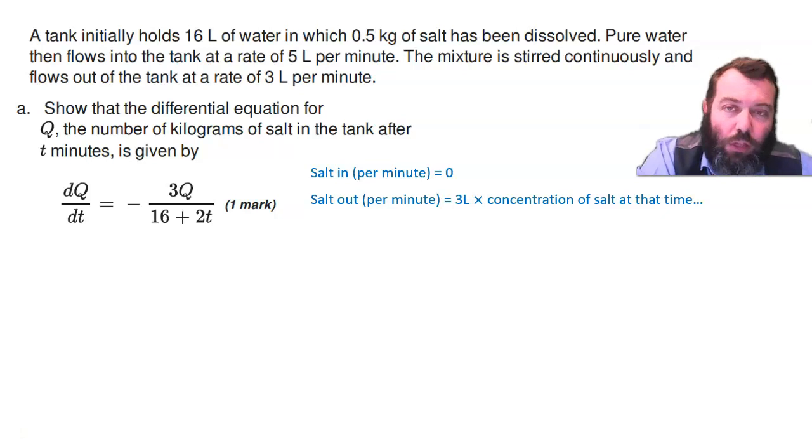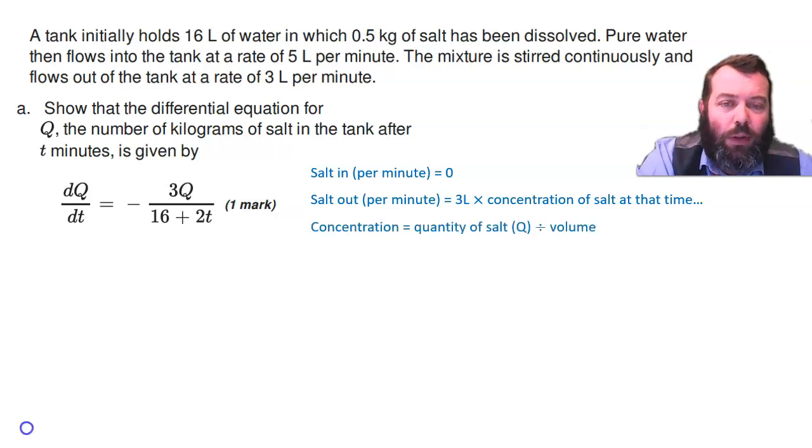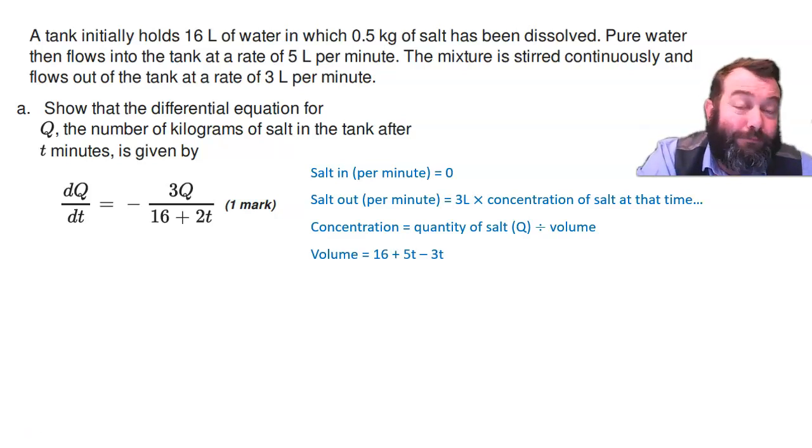How much salt is going out? Well, 3 litres of salty water is going out. Now, when I say salty water, how salty? Well, it's 3 litres multiplied by however salty the water is, the concentration of the water in kilograms per litre. And that's changing over time. Well, I'm going to need to investigate that a little bit further. The concentration is the amount of salt divided by the volume, and the volume is not fixed either, is it?